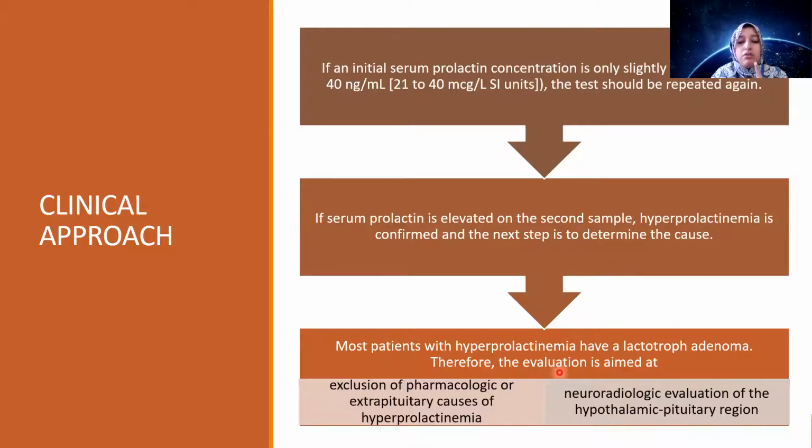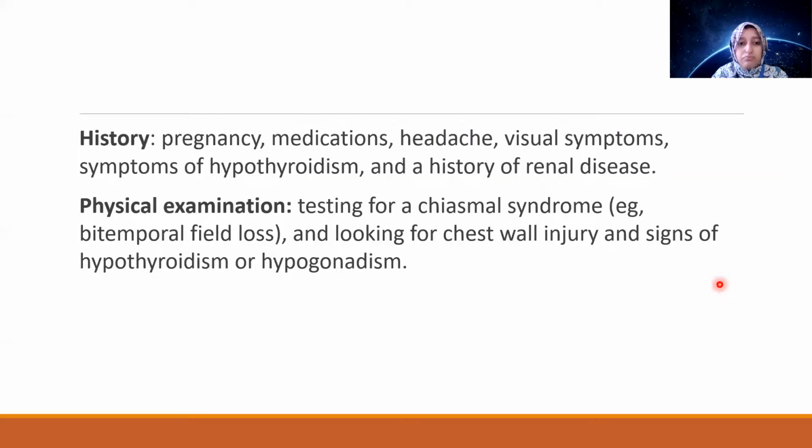So most patients with hyperprolactinemia may have a lactotroph adenoma. So keep your suspicion high and evaluate accordingly. The evaluation is aimed, number one, to exclude the pharmacological or extra-pituitary causes of hyperprolactinemia. And number two, once you check that there are no secondary or extra-pituitary causes, then you will go for an MRI or neuroradiological evaluation.